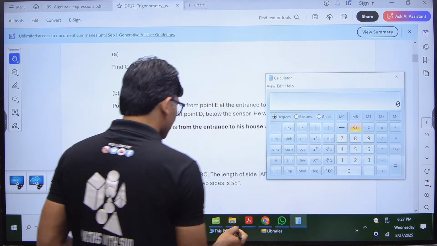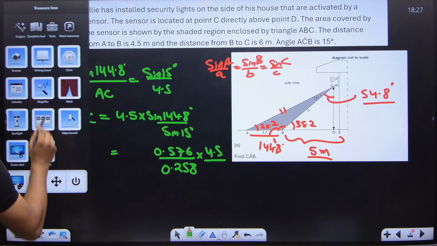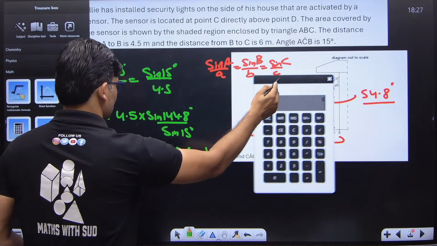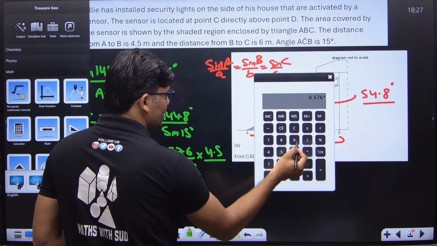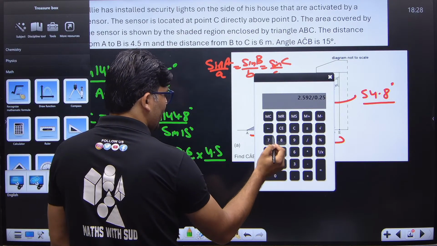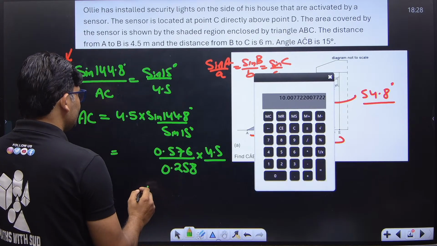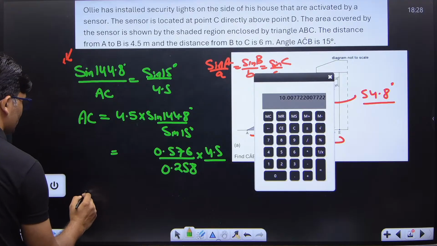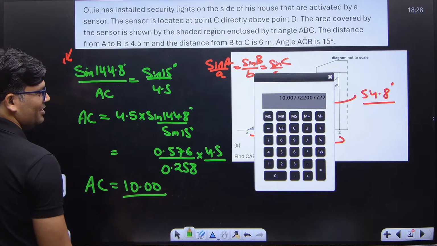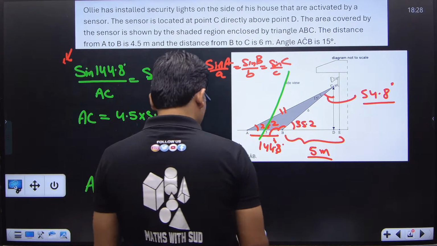Can you tell me these two values, beta? Please note it down and then tell me, then I will calculate. This can be calculated here as well. We have one more calculator here. So 0.576 multiplied by 4.5 divided by 0.25. I am writing 9 because the next digit was 8. So I got 10.00. Wow, such a nice number. 10 meter, beautiful number. So I got this AC as 10.